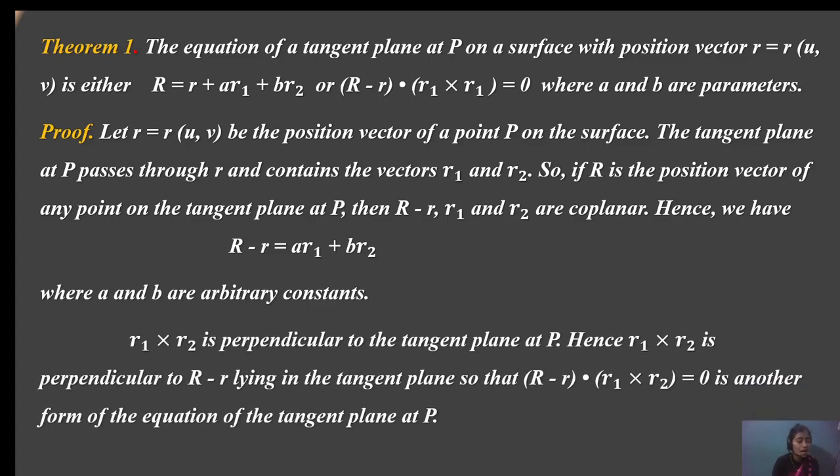arbitrary constants. R1 cross R2 is perpendicular to the tangent plane at P. Hence R1 cross R2 is perpendicular to R minus r lying in the tangent plane, so (R minus r) dot (R1 cross R2) equals 0 is another form of the equation of the tangent plane at the point. This is the main point of this theorem, that R1 cross R2 is perpendicular to the tangent plane.